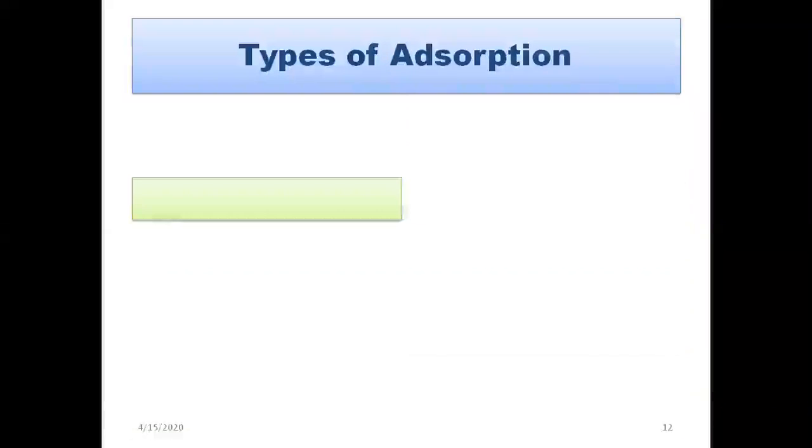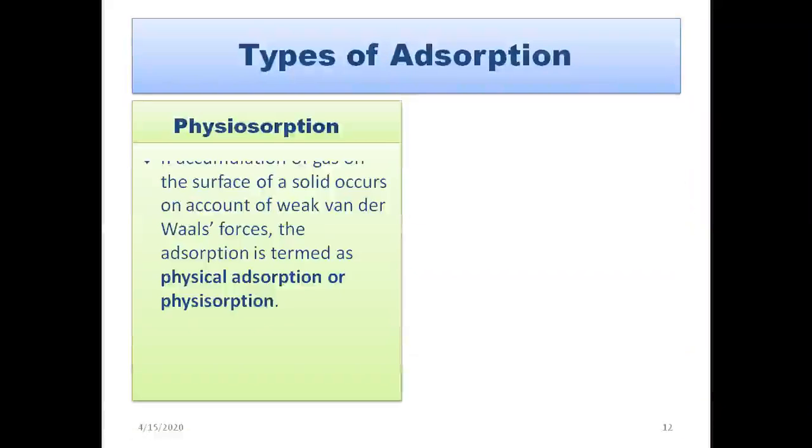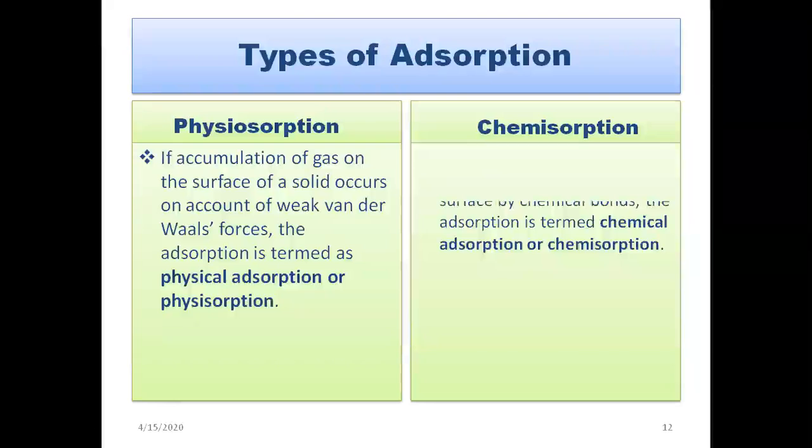Now let's discuss the types of adsorption. There are two types of adsorption. The first one is physisorption. What is physisorption, friends? In physisorption, the accumulation of molecules takes place on the surface through the weakest forces. What are the weakest forces? They are van der Waals forces. So in physisorption, the forces are weak and not specific. What about chemisorption? In chemisorption, the gas molecules are held by the surface through chemical bonding. That's why it is called chemisorption.